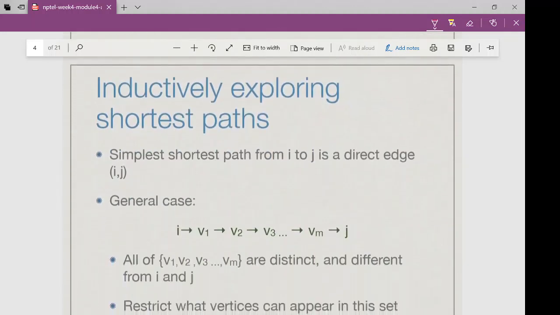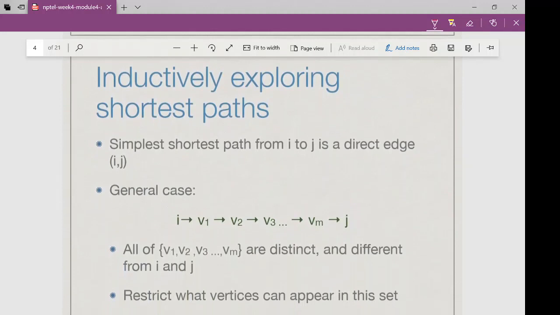Now what is the simplest shortest path from i to j? If we talk in terms of length, what is the simplest shortest path from i to j? It is a direct edge. If there is a direct edge from i to j, then this is the shortest length. I am not talking about weight now; weight we will eventually find out. But in terms of length, this is the shortest path between i and j.